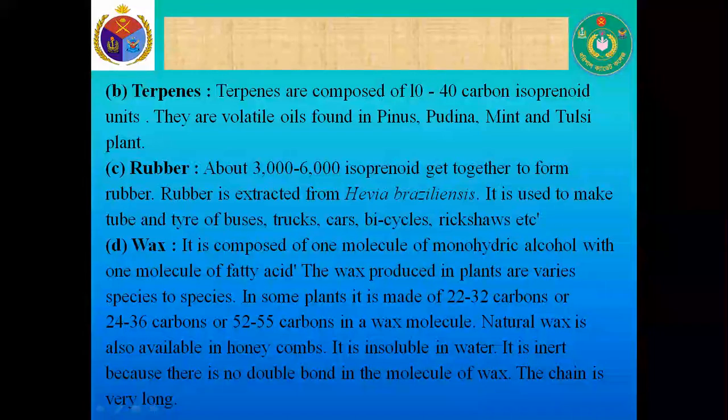Now wax. It is composed of one molecule of monohydric alcohol with one molecule of fatty acid. The wax produced in plants varies from species to species. In some plants, it is made of 20 to 32 carbons, or 24 to 36 carbons, or 52 to 55 carbons in a wax molecule.